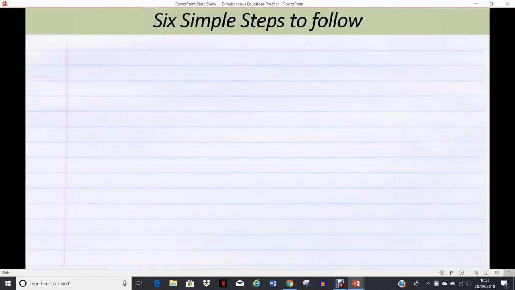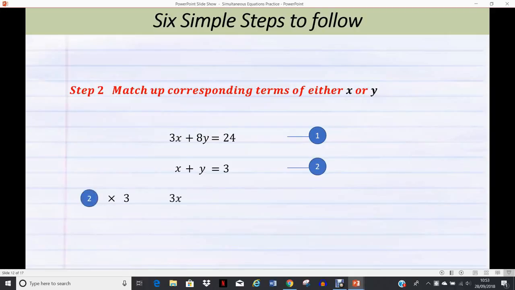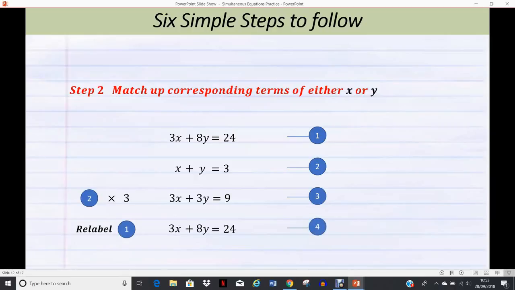So moving on to step 2, we're going to match up corresponding terms of either x or y. Well, I'm going to choose to match the x terms again, and I'll do that by multiplying equation 2 by 3. So I'll get 3x plus 3y equals 9, and I'll call that equation 3. And I bring down equation 1 and relabel it equation 4. Okay, now you can see that I've matched the two x terms as I intended to do, and I can move on to step 3.